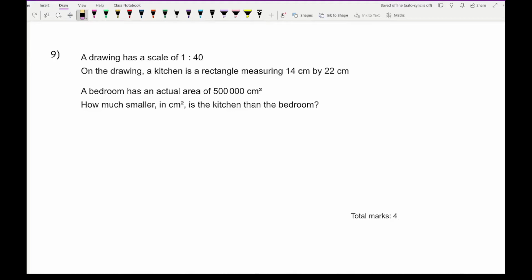So looking at question 9, it says that a drawing has a scale of 1 to 40. On the drawing, a scale is a rectangle measuring 14 centimeters by 22 centimeters. A bedroom has an actual area of 500,000 centimeters squared. How much smaller in centimeters squared is the kitchen than the bedroom? So looking at the kitchen, what we need to do first is find the actual area.